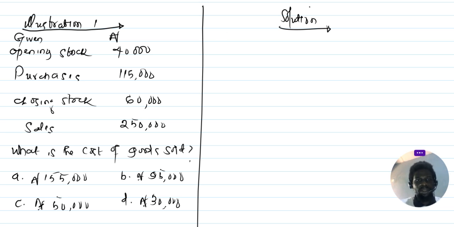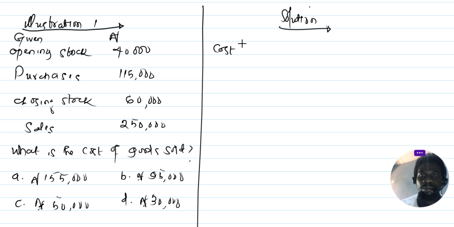Illustration 1, we're given opening stock to be 40,000 naira, purchases 115,000 naira, closing stock 60,000 naira, sales 250,000 naira. The question says, what is the cost of goods sold? And we have the options A, B, C, and D. Now, to find the cost of goods sold, we are to remember that we get it by adding the opening stock plus the purchases minus the closing stock, and we have the variables in this place.